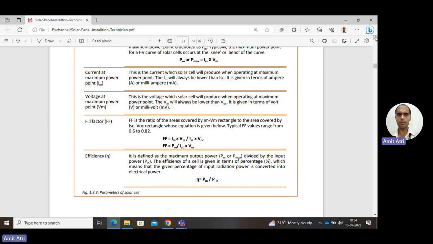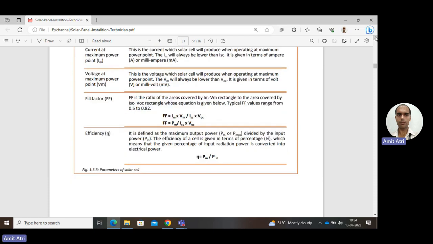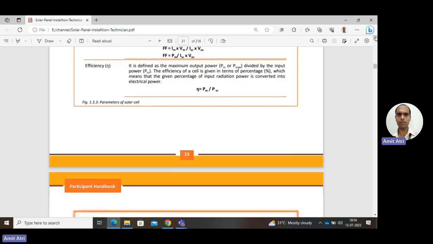Efficiency, next thing. Efficiency is the maximum output power divided by the input power, the ratio of the output and the input. It is given in terms of percentage. What is the input here? Input is in the form of solar radiation. Output is in the form of electrical power. The ratio of both of these powers is the efficiency.